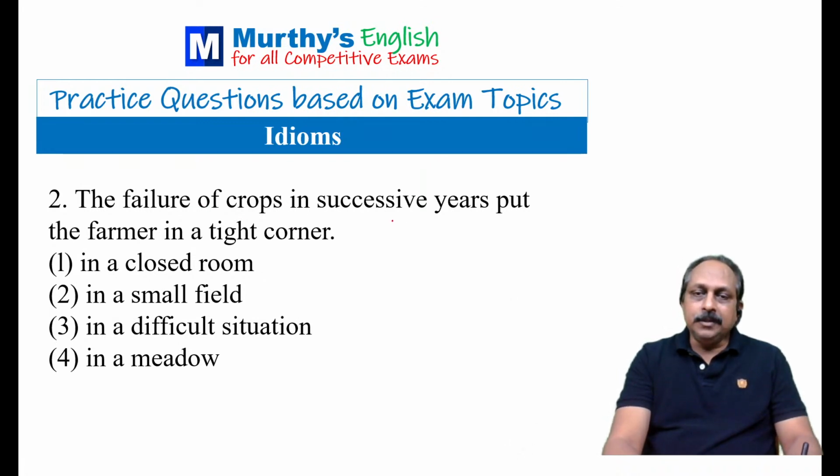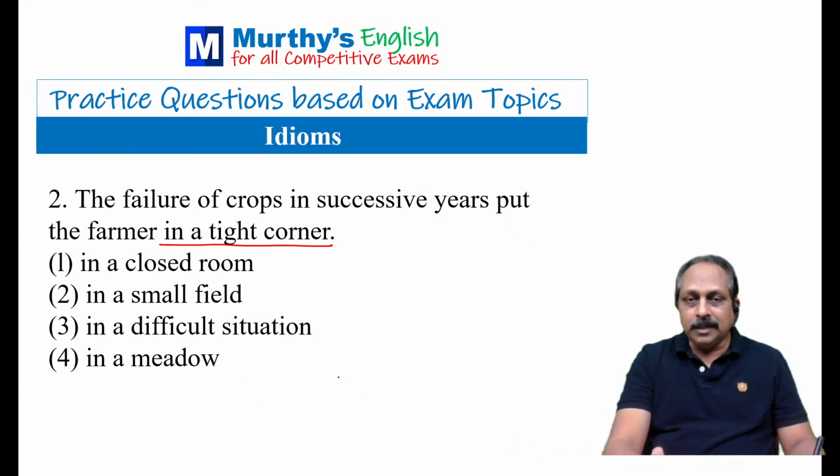The failure of crops in successive years put the farmer in a tight corner. This is the idiomatic expression, in a tight corner. Someone is in a tight corner. What does it mean? This is easy to guess based on the context. One is over, go to the second one. In a difficult situation, that's right. In a difficult situation.